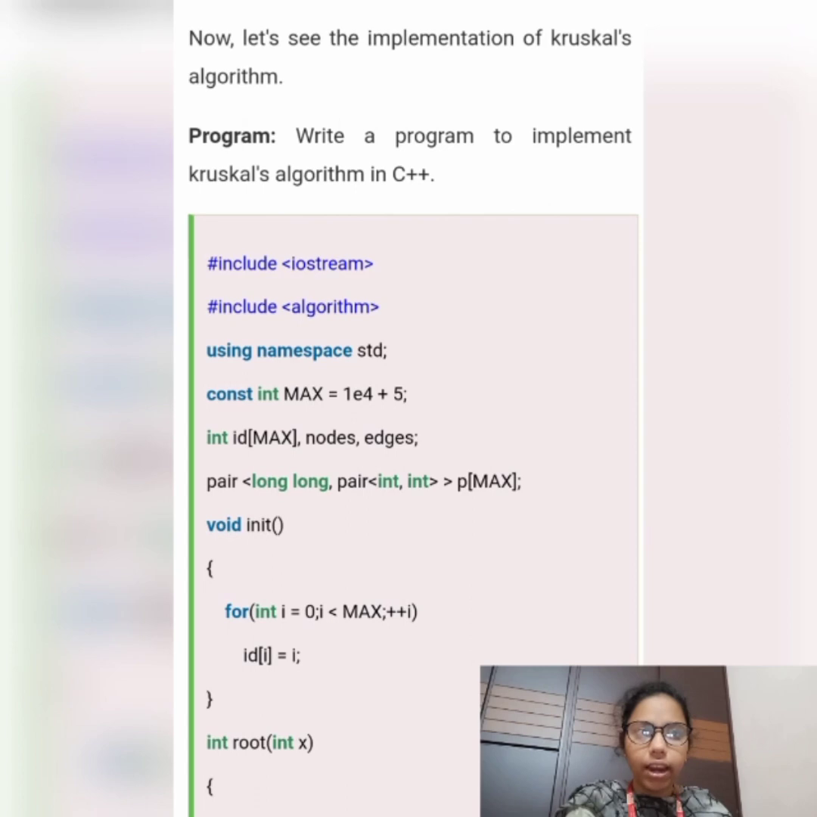Here, we include iostream and algorithm. Now we are using namespace std and we are defining const max equal to 1e4 plus 5. Here 1e4 is the number of edges and id of max is for nodes and edges, and we are printing the normal weights of the edges.